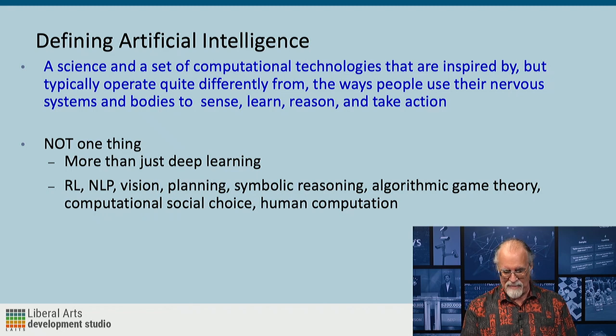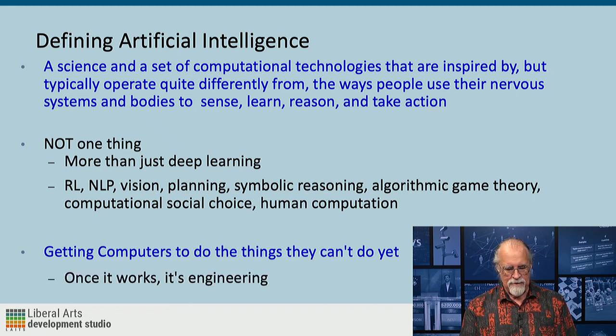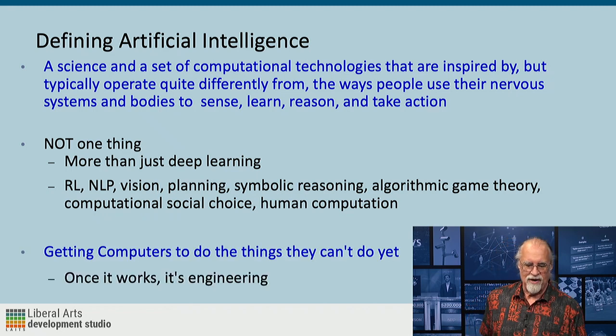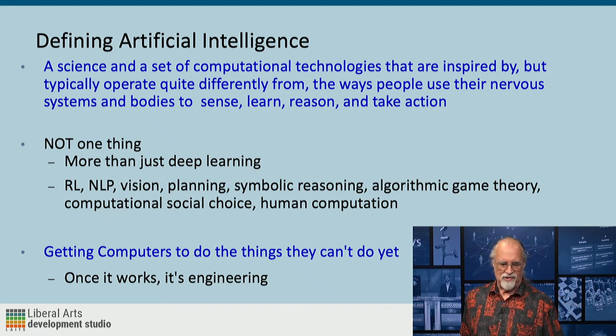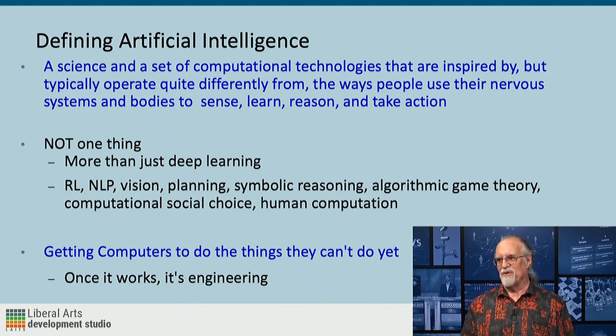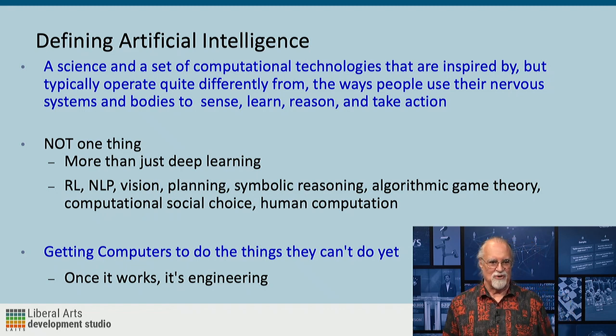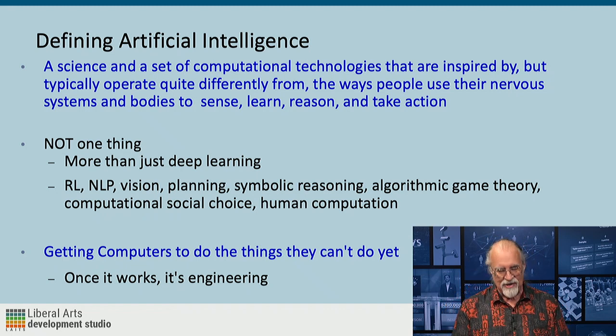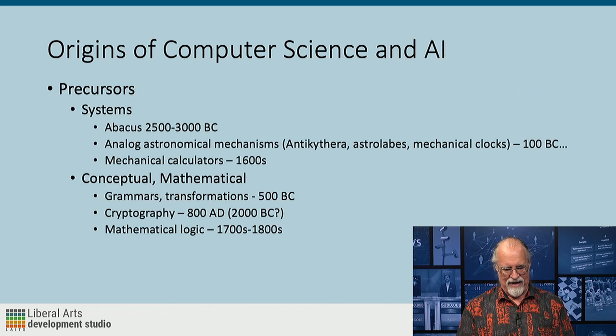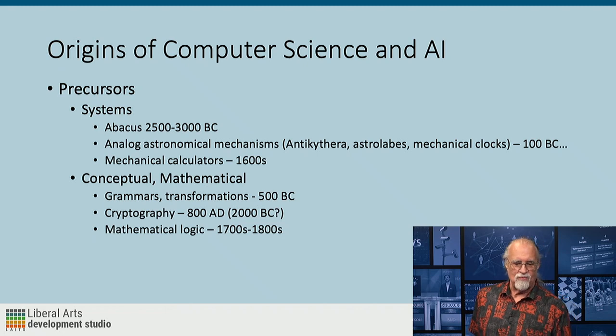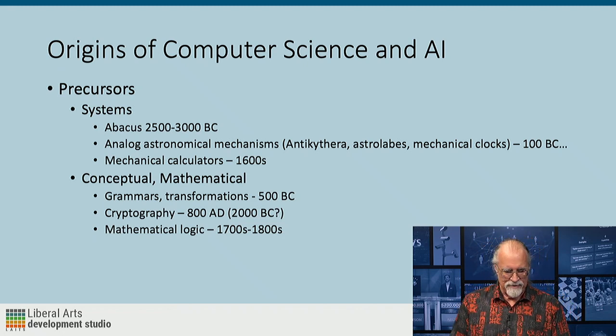And it's many things, certainly. So one way to look at it is getting computers to do the things they can't do yet. I don't know if that's a useful distinction between AI and other parts of computer science, because lots of people in computer science try to get computers to do things they couldn't do yet. But I'll tell you another way that you might think about this. So let me start with the origins of computer science and AI, because they were pretty tightly coupled.